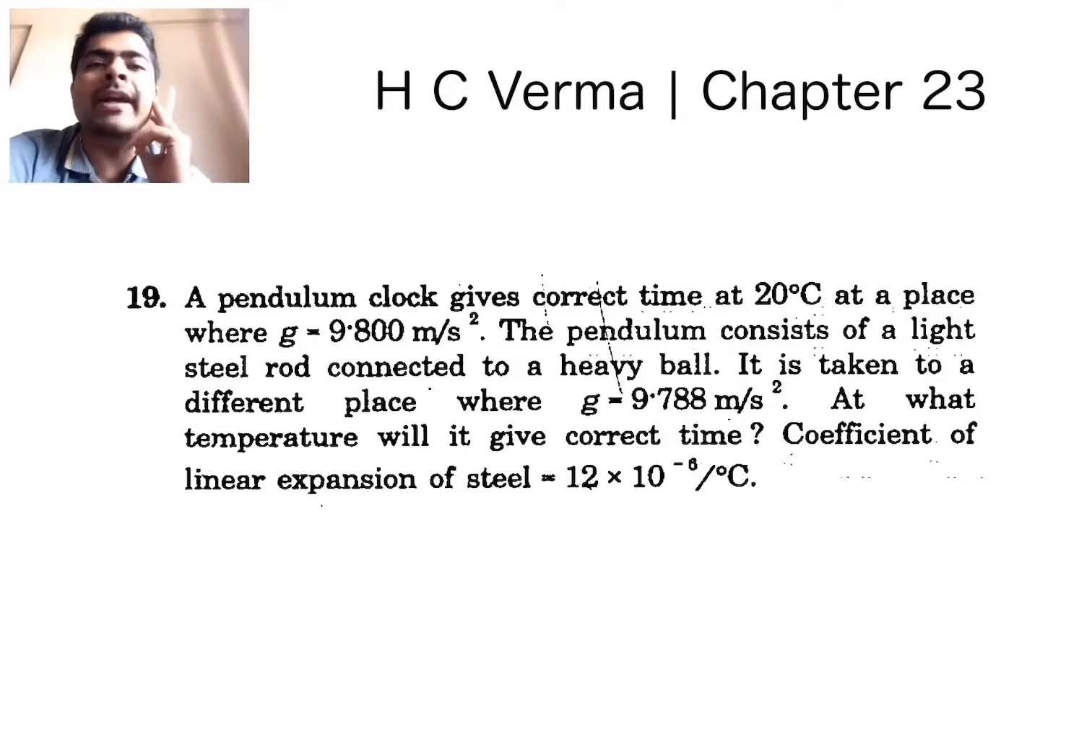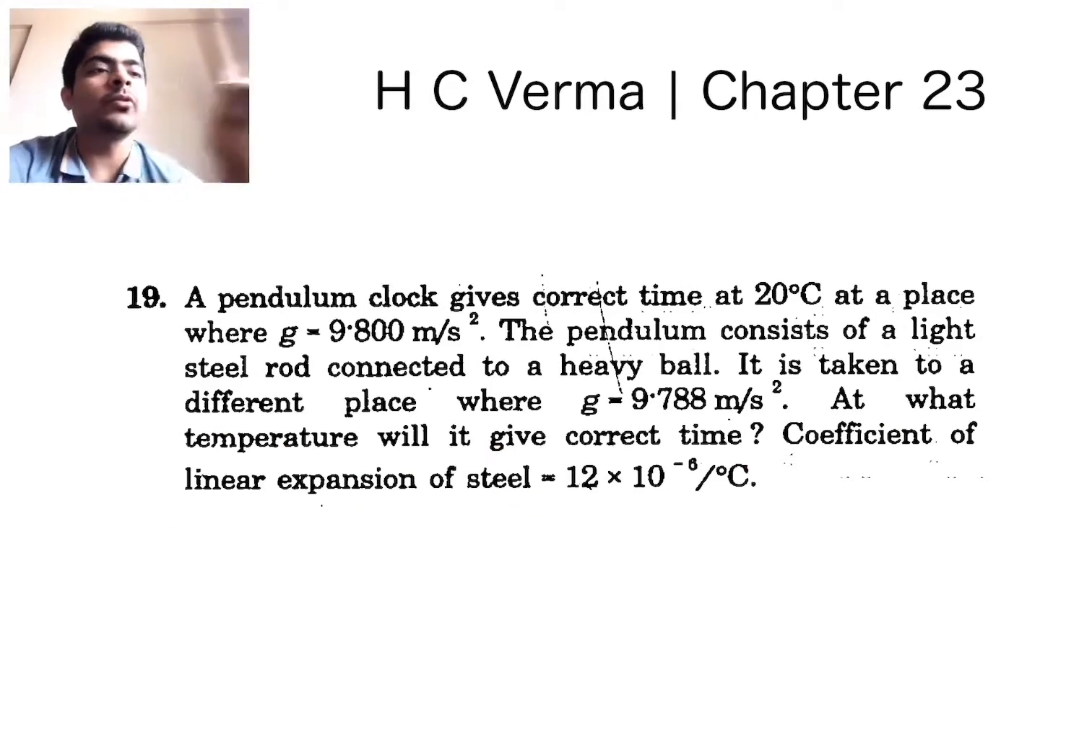We are looking at question number 19 from chapter 23 of Concepts of Physics by S.C. Verma. A pendulum clock gives correct time at 20 degrees Celsius at a place where g is 9.8. The pendulum consists of a light steel rod connected to a heavy ball. It is taken to a different place where g is 9.788 meter per second square. At what temperature will it give correct time? Coefficient of linear expansion of steel is given.